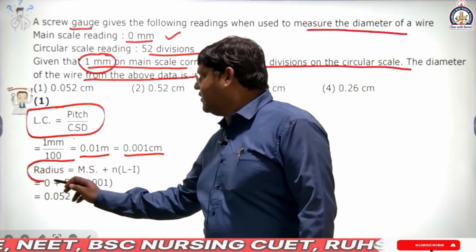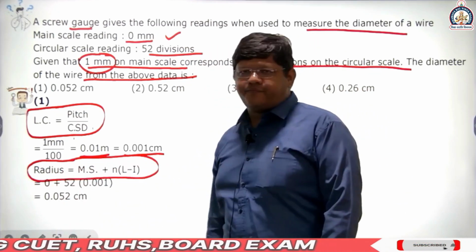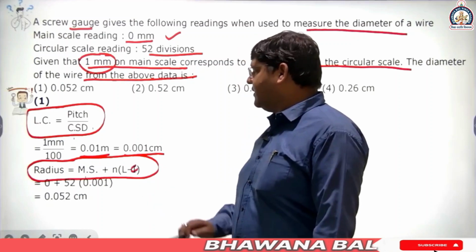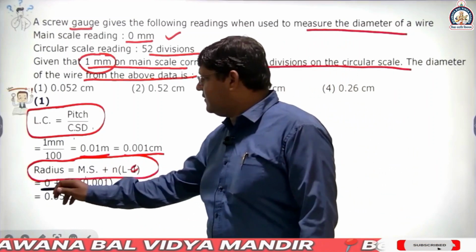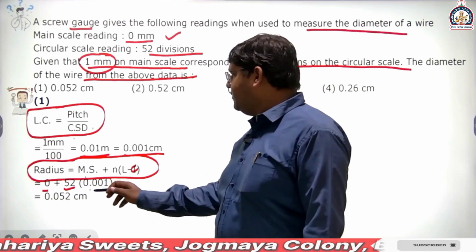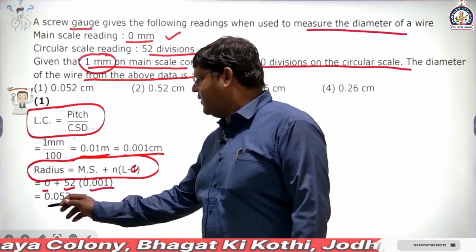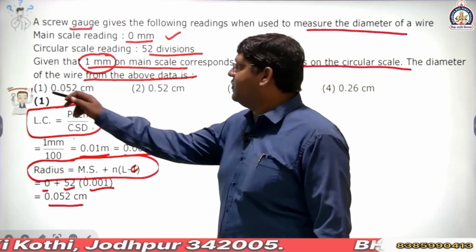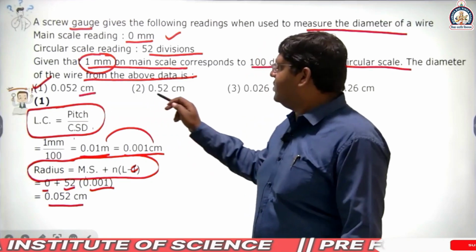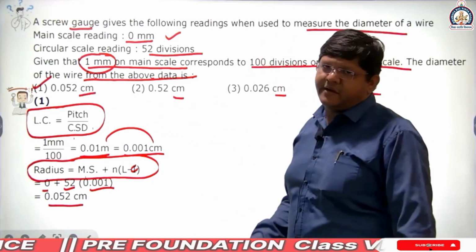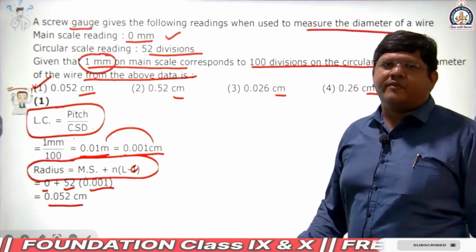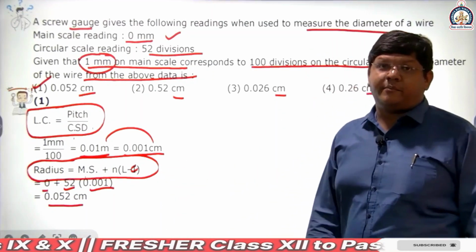Now the total reading is the combination of main and circular scale reading. So the total reading will be main scale reading plus n into least count. The main scale reading is 0, the number of divisions of circular scale is 52 and the least count is 0.001. Solving we get 0.052 centimeter, that is our required option number 1. Why have we converted millimeter into centimeter? Because in the options we are only provided with centimeter. That's why, keeping in view the options of the MCQ, we have used centimeter instead of millimeter.